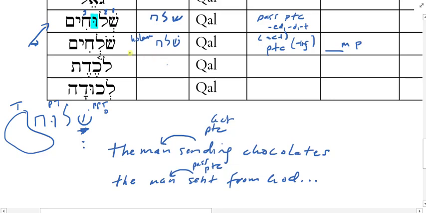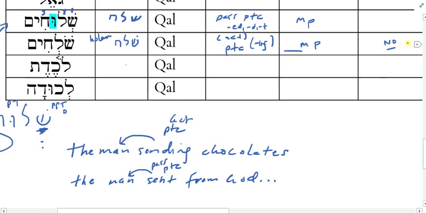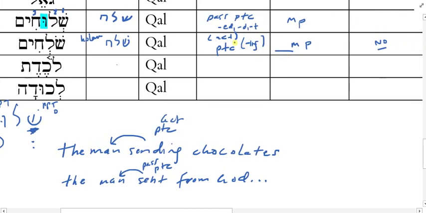Shiluchim. Now, that means it's masculine plural. Is it construct? No, it's not. So this is describing masculine plural entities, men, who are sent men. Okay, the men, the sent men.